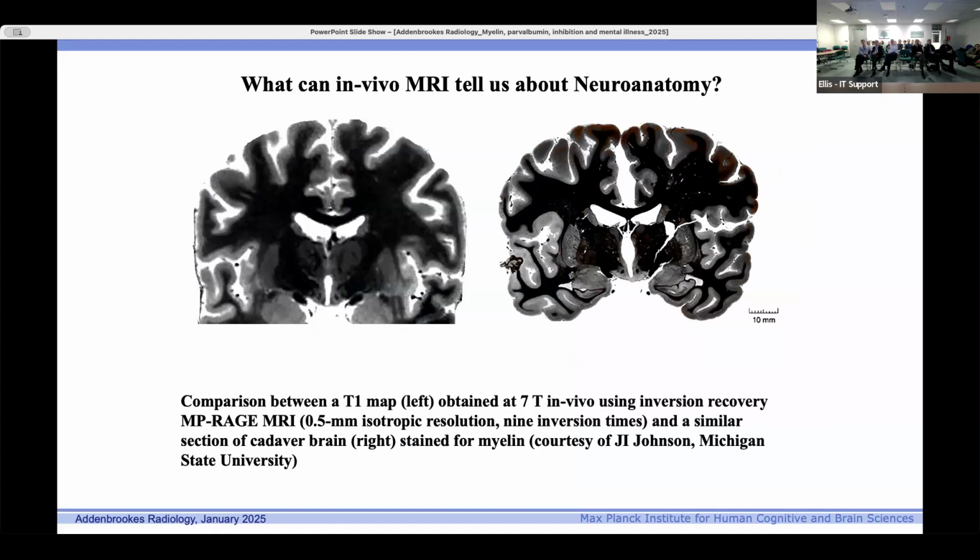So what can in vivo MRI tell us about neuroanatomy? On the right of this slide here, we have a section of cadaver brain stained for myelin. On the left, we have a map of T1. It's unavoidable that we can interpret T1 as a map of myelin. And I'll say much more about this later on.